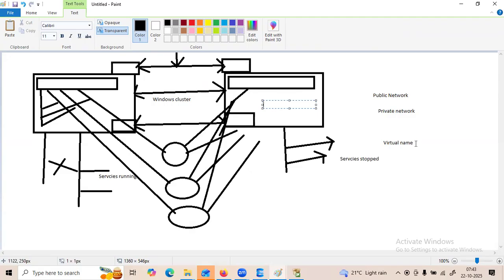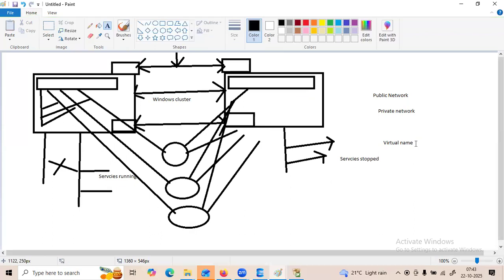So virtual name and IP address. While giving the virtual name and IP address, in the background, at the AD computer level, one computer object will be created. Using that computer object, SQL Server will connect. Practically, I will show this in Always On.